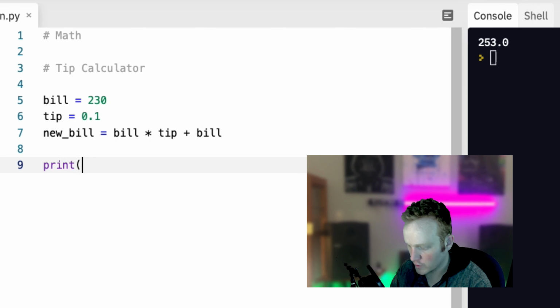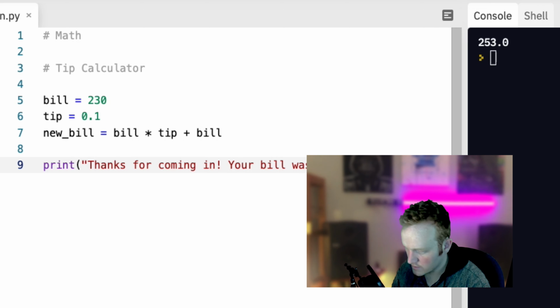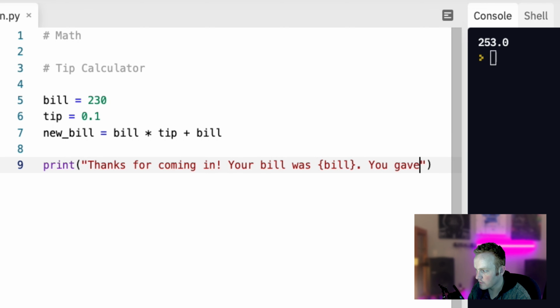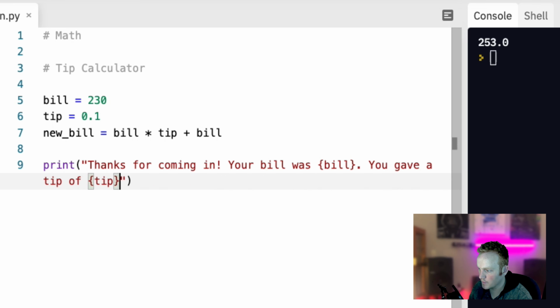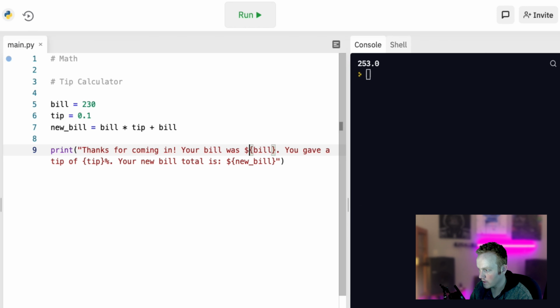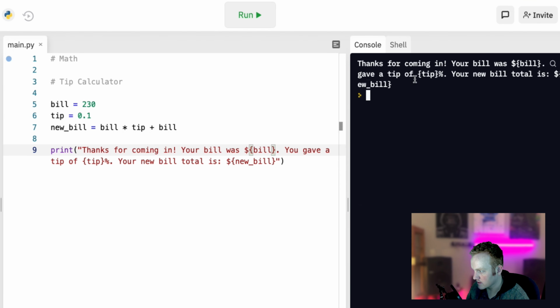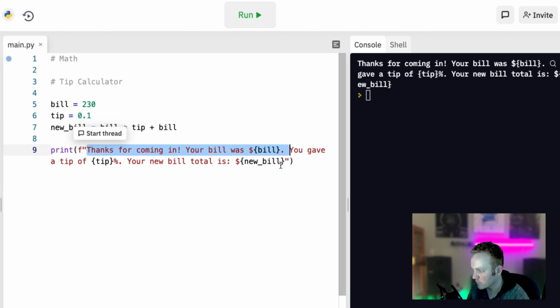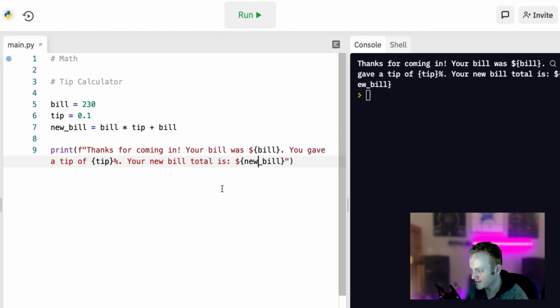I'm going to use string interpolation and say, thanks for coming in. Your bill was, and I'll use string interpolation by using squiggly braces, bill. You gave a tip of tip percent. Your new bill total is, and I'll do the $ sign, and I'll do new bill here, and I'll put the $ sign up here as well. Right now, it's just going to print out the text exactly as I have it. Remember, I need to put in the F at the beginning of my quotation marks, and it's going to scan looking for these squiggly braces, and it turns everything inside that squiggly brace into Python code.